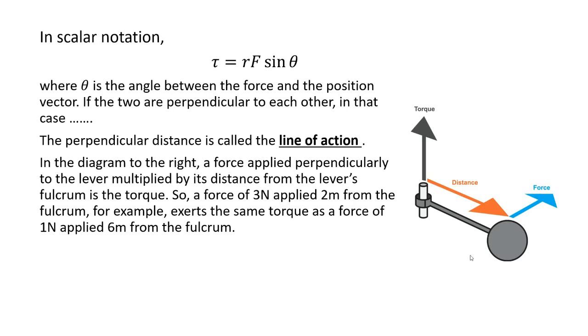In the diagram you see to your right, you have a force which is applied perpendicularly to the lever, and that force, if it's multiplied by the distance from the lever's fulcrum, you get the torque. So a force of 3 newtons, if it's applied perpendicularly 2 meters from the fulcrum, will exert the same torque as a force of 1 newton applied perpendicularly 6 meters away from the fulcrum.